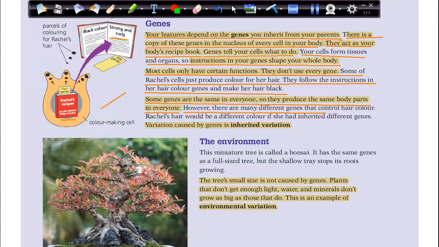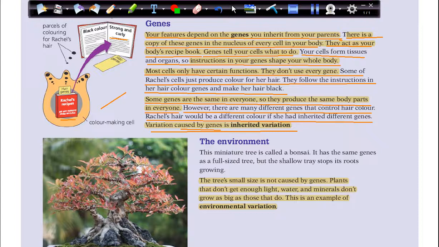However, there are many different genes that control hair color. Rachel's hair would be a different color if she had inherited different genes. So if she got different genes, she would have another color of hair. So what do we call this variation? We call it inherited variation. Why? Because it's caused by genes. So if you get a question about this, what do we call the variation that is caused by genes? This is called inherited variation. So why do we call it inherited variation? Because these genes we inherited from the parents.